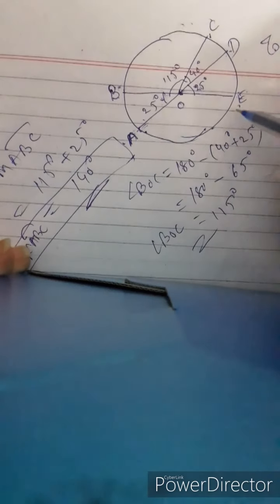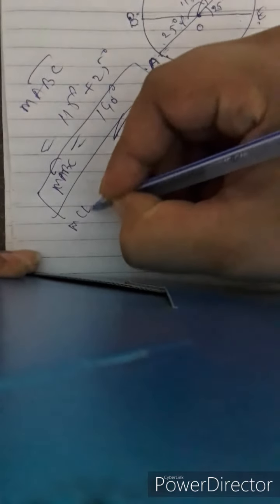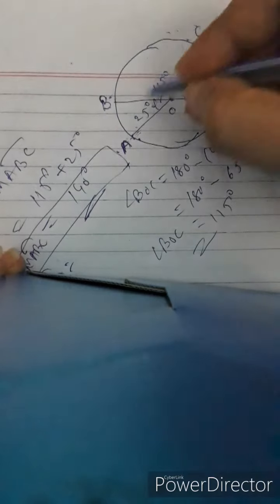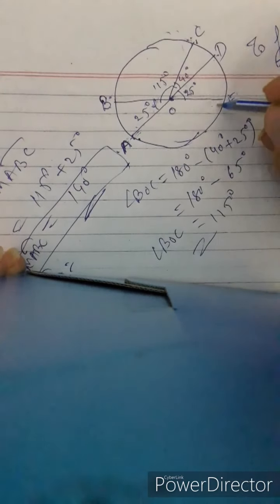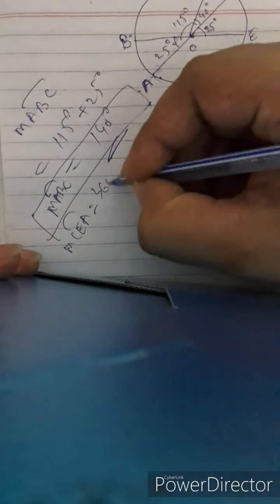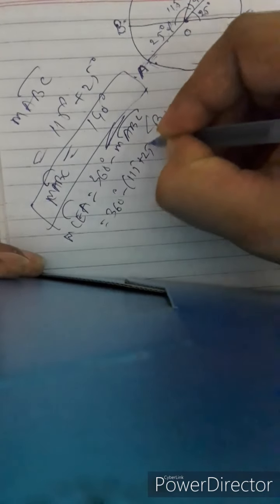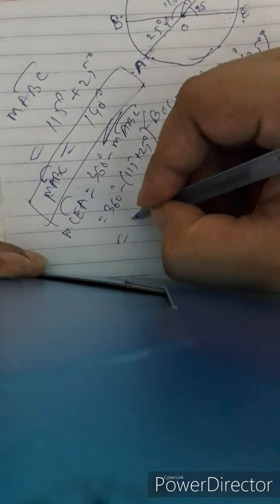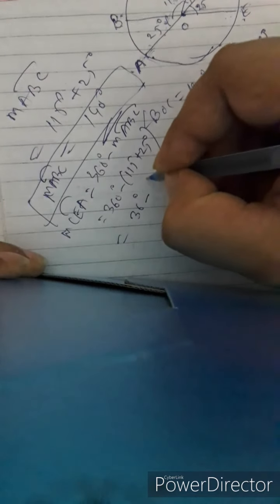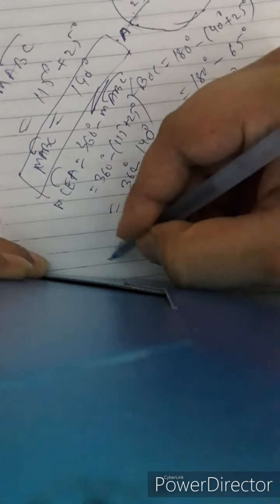Now we have to find CEA. What is CEA? It is the measure of major arc CEA. The whole circle is 360 degrees. So CEA becomes 360 degrees minus the measure of ABC, that is 360 degrees minus (115 plus 25) degrees, equals 360 degrees minus 140 degrees, equals 220 degrees. Measure of CEA is 220 degrees.